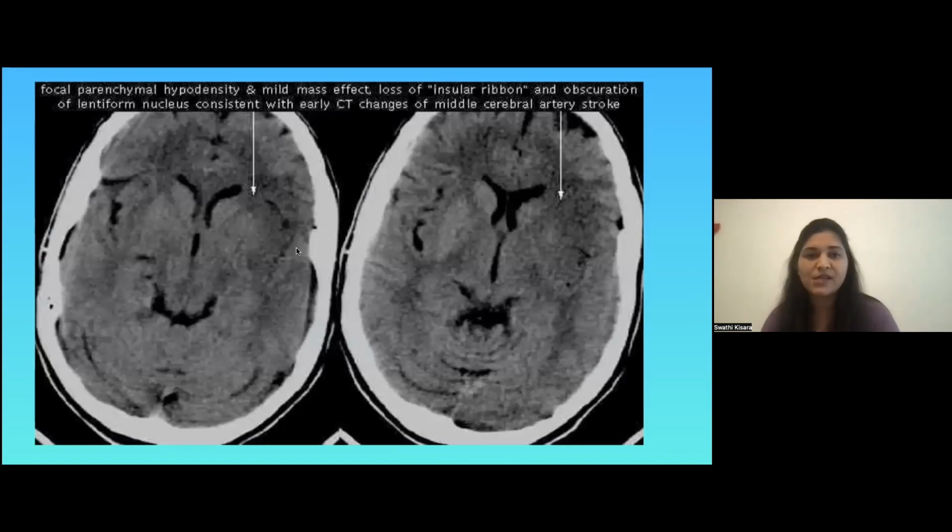These are again axial CT images showing focal parenchymal hypodensities with mild mass effect and obscuration of the lentiform nucleus, which is consistent with early CT changes of middle cerebral artery stroke.